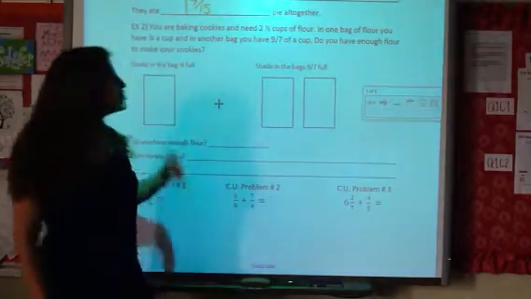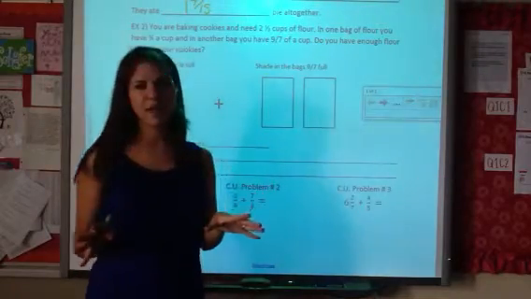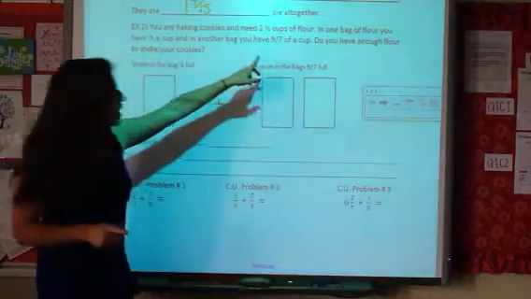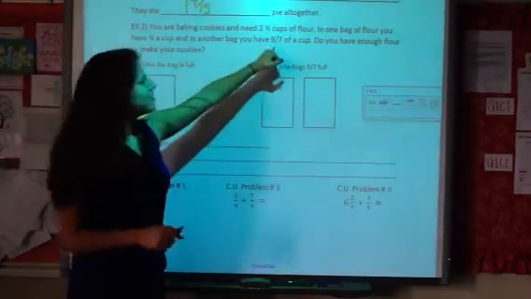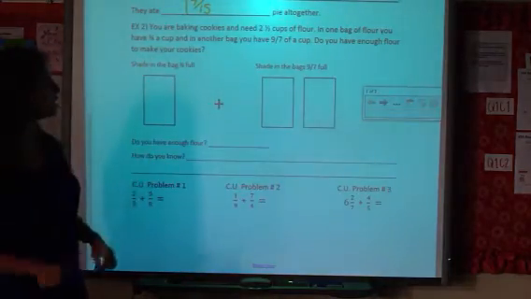Cookies are great. 2½ cups of flour in 1 bag of flour. So you have 2 bags of flour that you've kind of used but not completely used up. So in 1 bag of flour, you have 3/4 a cup. And in another bag, you have 9/7 of a cup. Do you have enough flour to make your cookies?